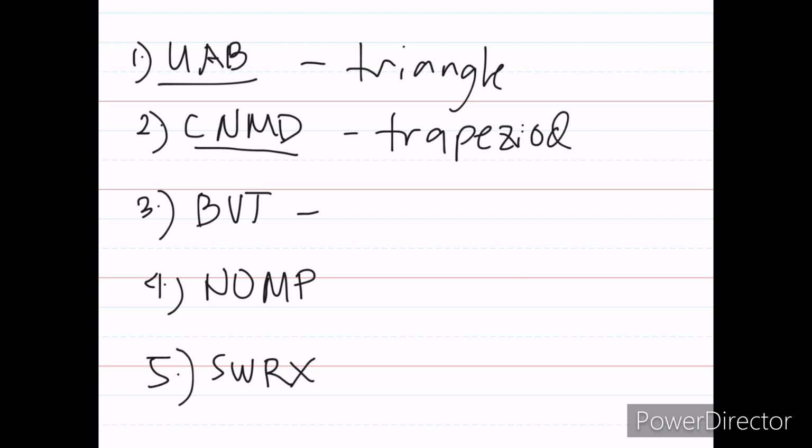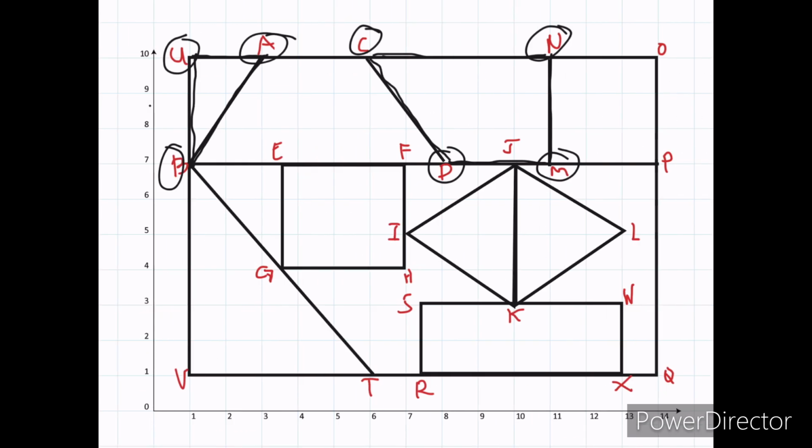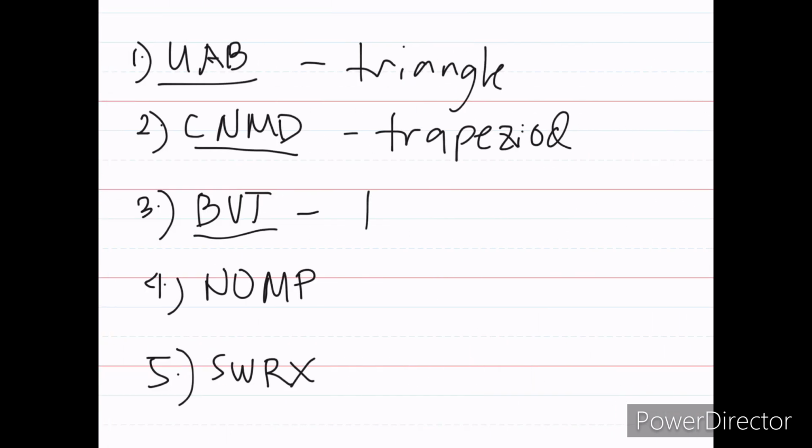Next, BVT. The letters BVT. What shape is that? So find B. This is again our B, our V, and our T. So connect those letters again using a line. Then V going to T and B going to T. So you can create a triangle.